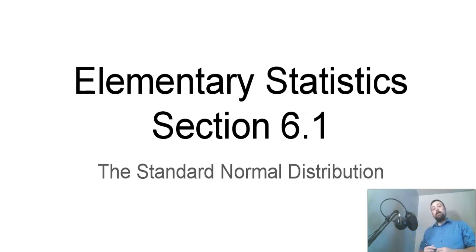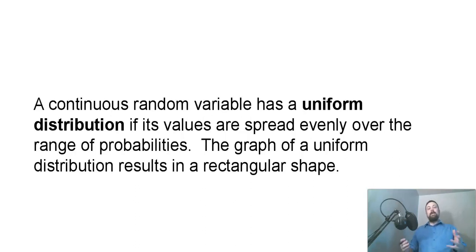In this video, we're going to take a look at section 6.1 on the standard normal distribution. Now, before we get to the standard normal distribution, we start off by introducing this concept called a uniform distribution, just to help you understand the concepts behind how we represent continuous random variables as probability distributions.